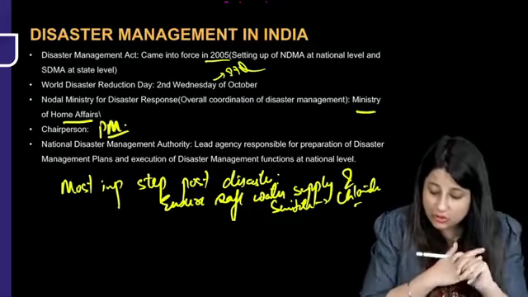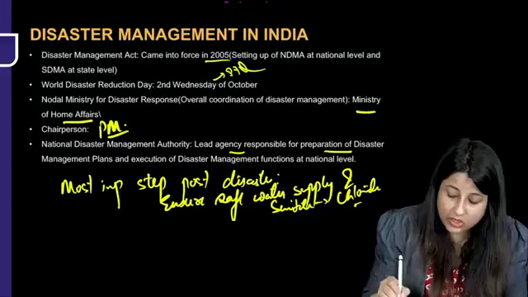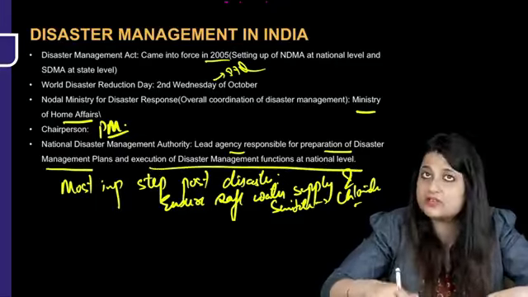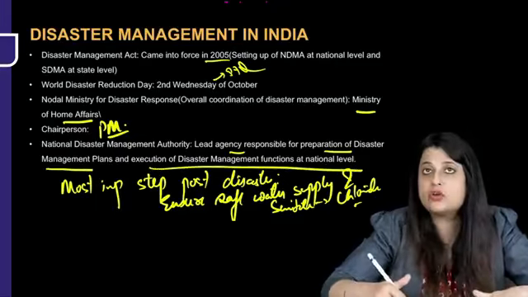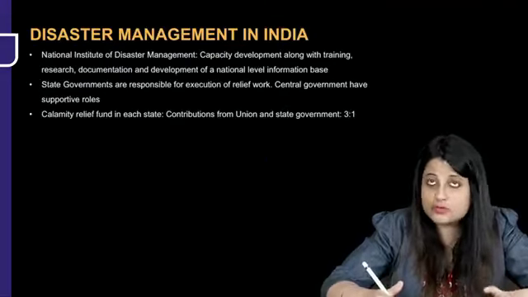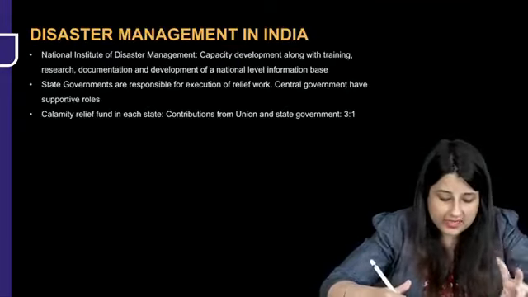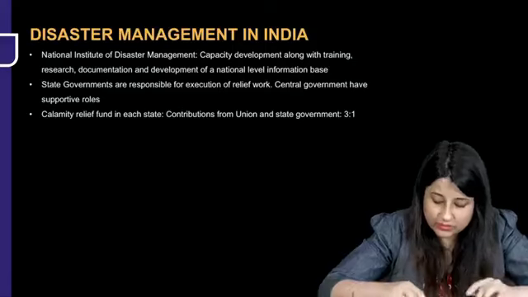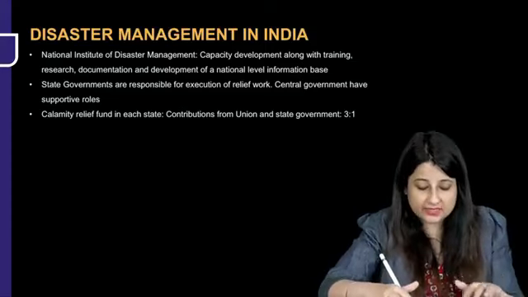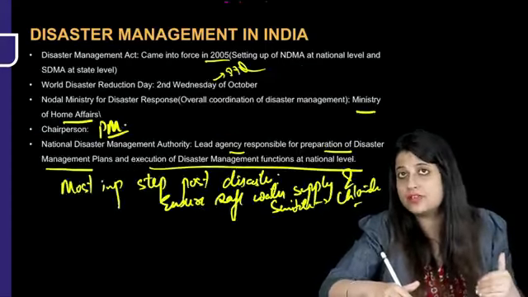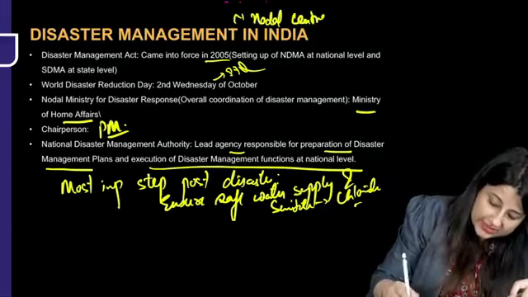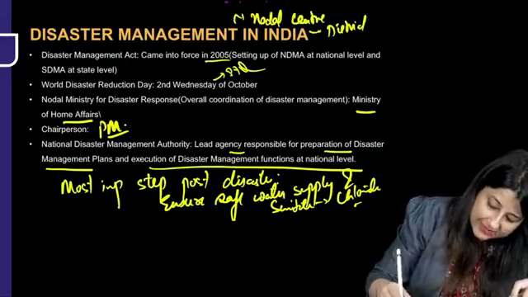What is the work of the National Disaster Management Authority? It is the lead agency responsible for preparation of disaster management plans and also execution of disaster management functions. So under National Disaster Management Authority, we are preparing what? Disaster management plans. There is a National Institute of Disaster Management also responsible for training, research and all that. Okay, state governments are also responsible for execution of relief work. Okay, so the most important question will come. What is the ministry, guys? Ministry of Home Affairs. And the nodal center for disaster management, please remember, is district. All these are important points.